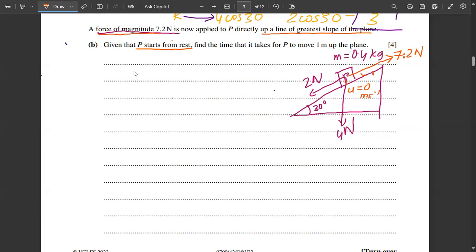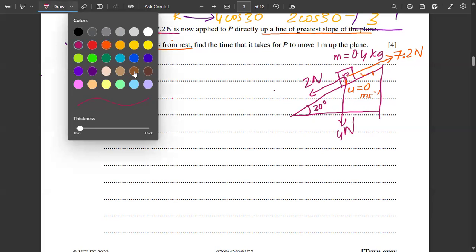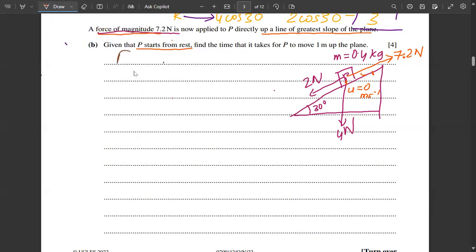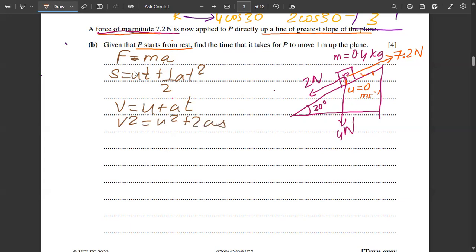For that, first we'll require acceleration, because this is a force question, so there will obviously be acceleration. Why? Because F equals ma. And we also know that s equals ut plus half at square, v equals u plus at, v square equals u square plus 2as. So we can directly find t using s and u, and we can find acceleration using force.